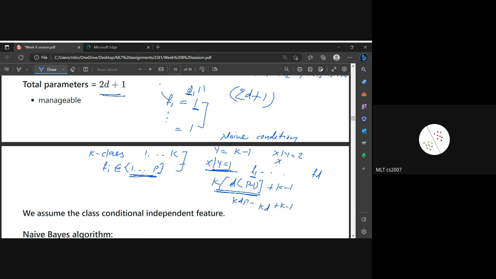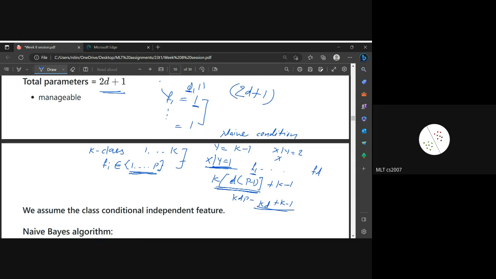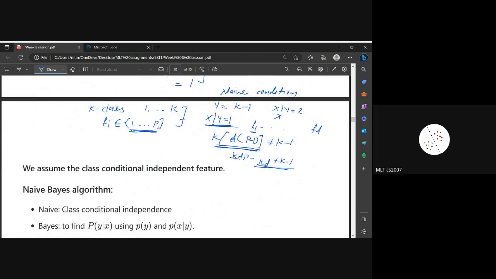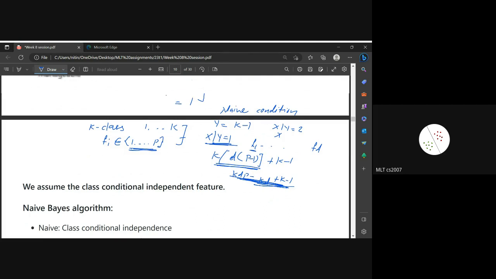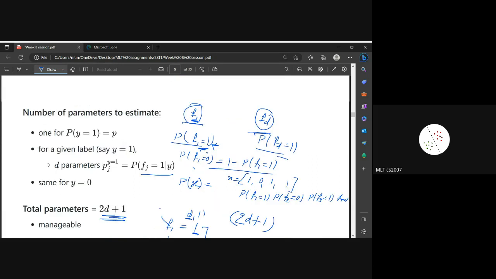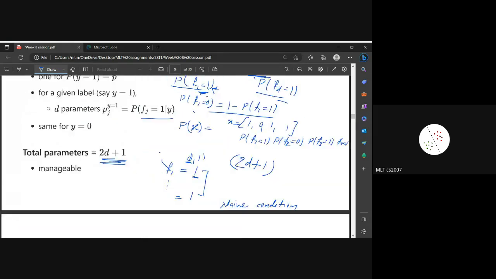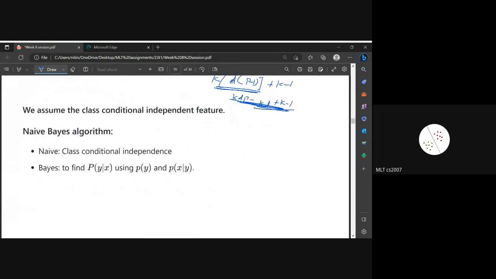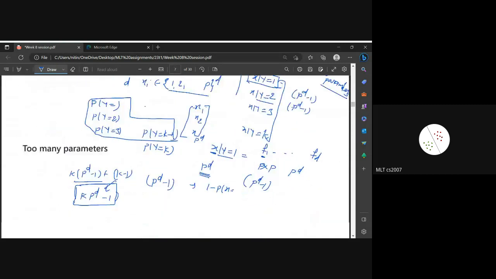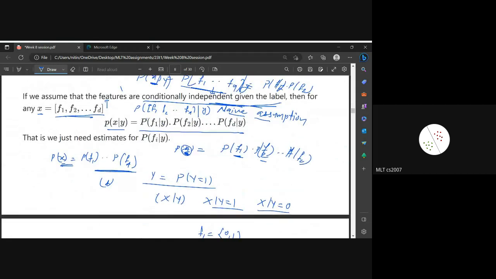You can check what this expression is. I just give the idea how you can calculate the number of parameters, right? So this expression can be wrong, but you can check it up. Now if you see, you have decreased the number of parameters from exponential to the linear one. So here you have even fewer parameters to estimate. So we assume the naive conditions hold in general, and that's why we call it the naive Bayes algorithm.